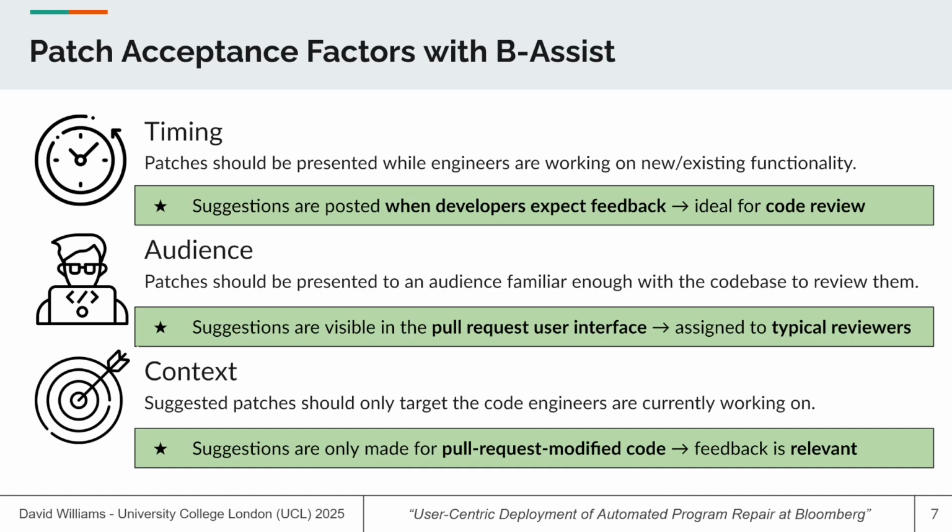This means the resulting patches can be reviewed during the regular code review process. In terms of audience, we assume that the engineers who are reviewing the pull requests are already those who are familiar enough with the codebase to confidently decide whether a suggested change is useful or not. And finally, for context, BAssist only extracts the patches in the RSAT report which target the green lines of code in a pull request. This greatly increases the likelihood that reviewers will find these patches relevant, as they are related directly to the code that has recently been changed and already requires careful review. In this way, BAssist can act as a sort of peer reviewer on a pull request, creating suggestions in the same way that reviewers typically would.